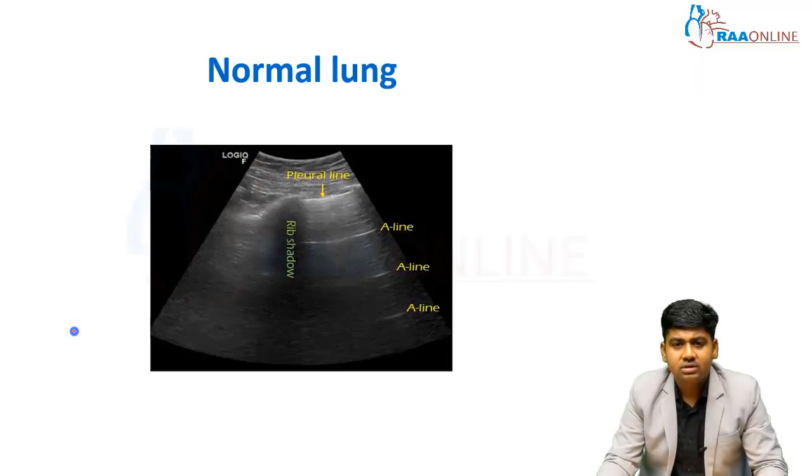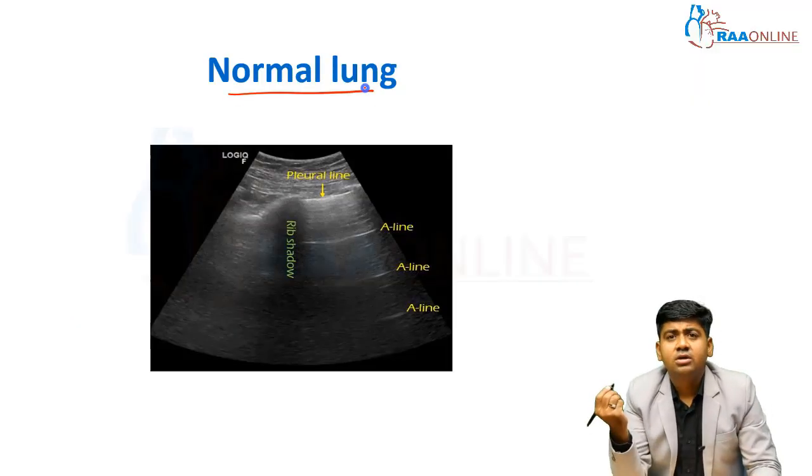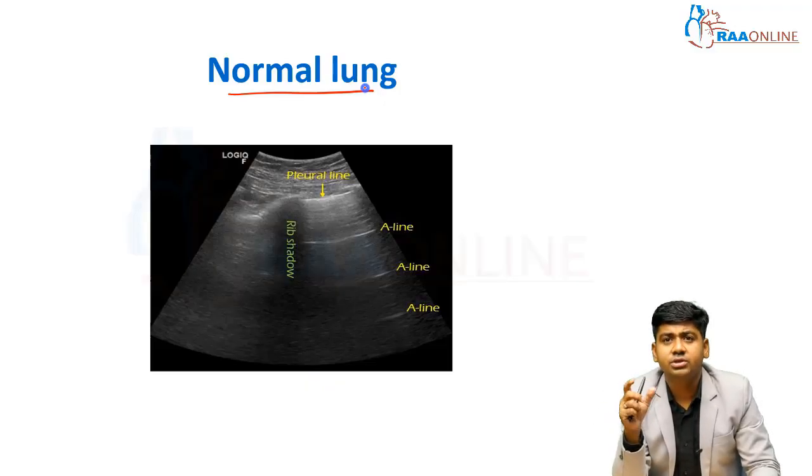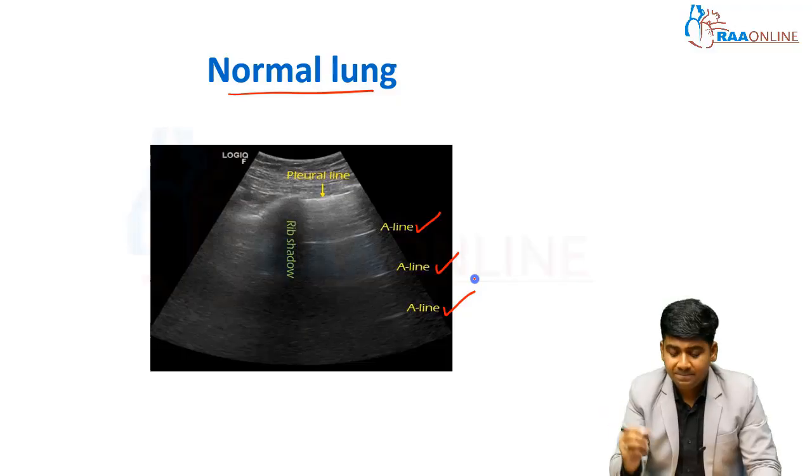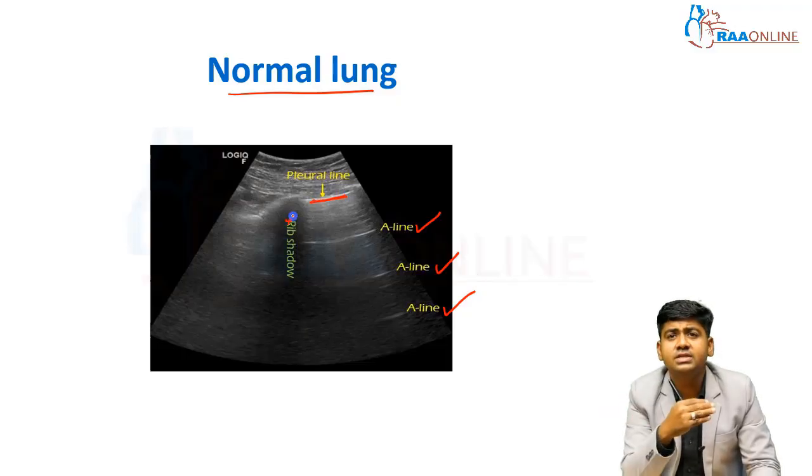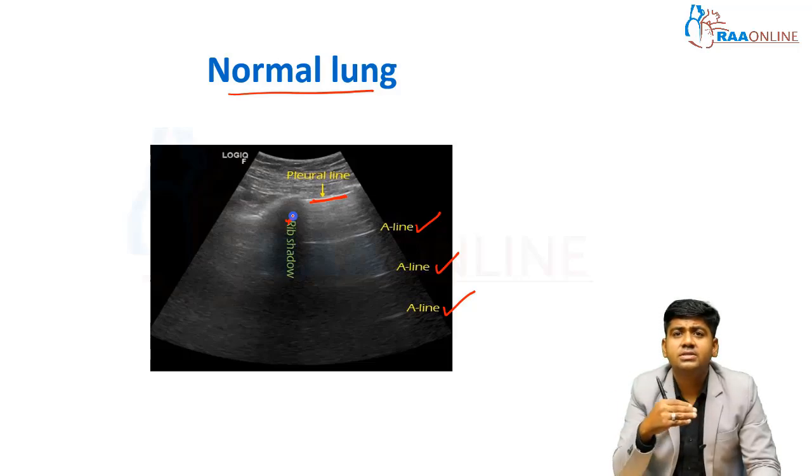So here you can see normal lung. Whenever we put our convex type of probe in the chest, anywhere in the chest, mostly when we put in the second intercostal space, we can see this type of lines. This is pleura, this is rib shadow, and besides this, the lung is continuously moved just below the pleura. So we can see the lung sliding.